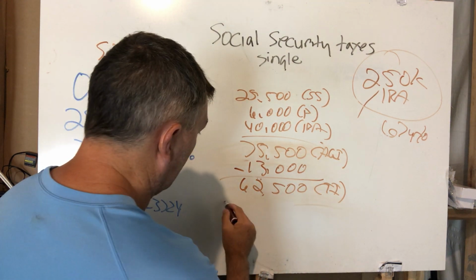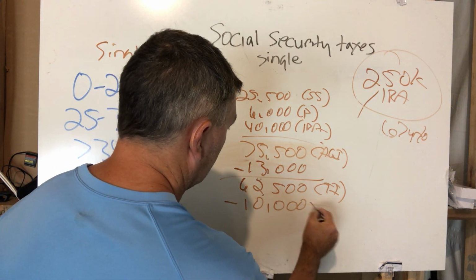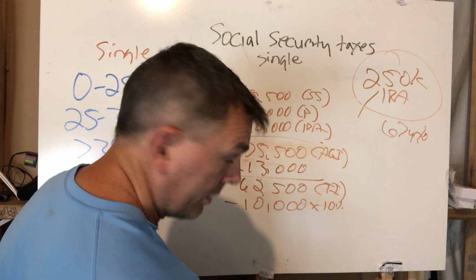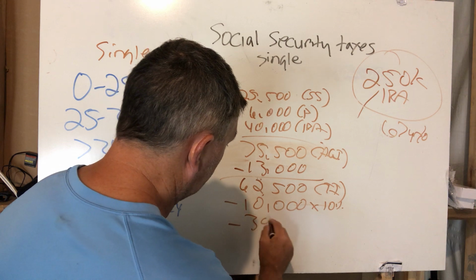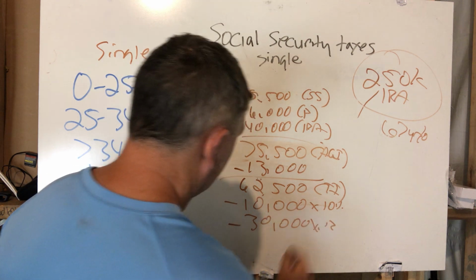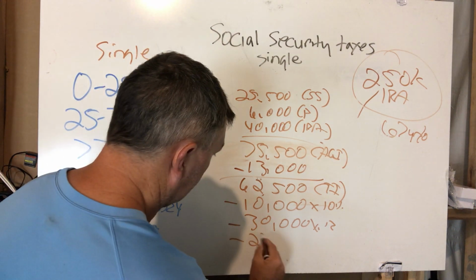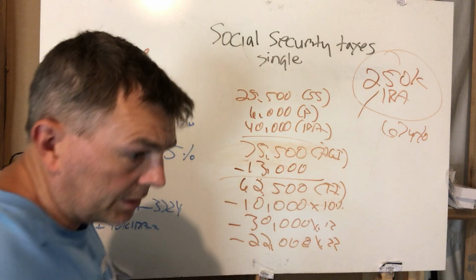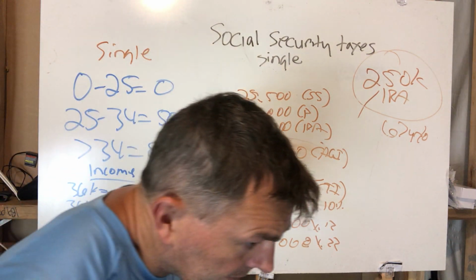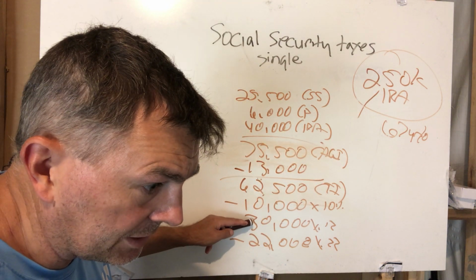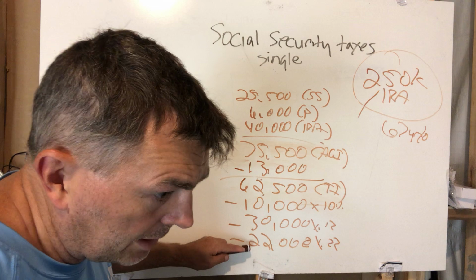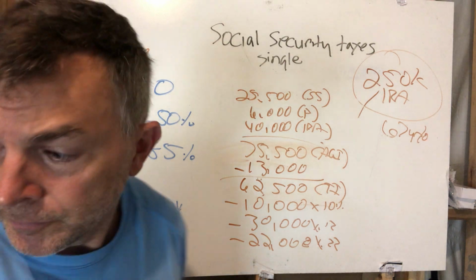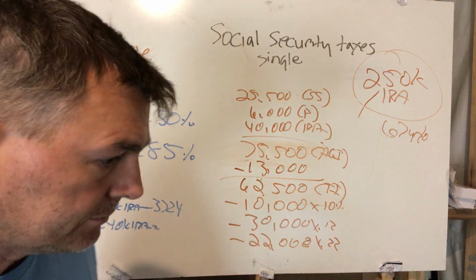The first $10,000 is taxed at 10%. Then the next 30,000, up to $40,000, is taxed at 12%, and then up to $85,000 it's 22%. So the first 10,000 is 10%, the next 30,000 is 12%, and the remaining 22,000 is 22%. Okay, so this is going to be ugly.